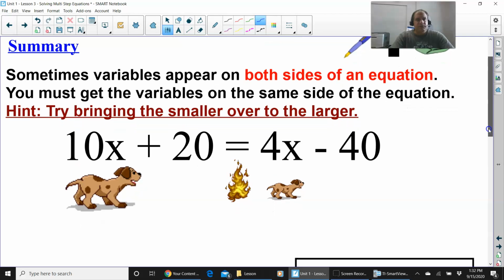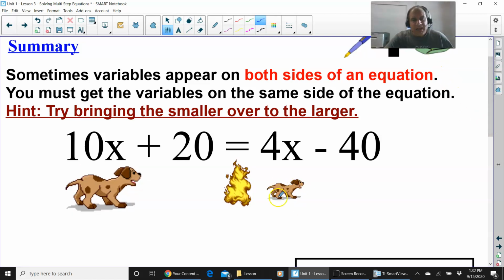So just wanted to show you this slide for a second. It says sometimes variables appear on both sides of the equation, and you must get those variables to the same side of the equation. The variables cannot stay on separate sides. It says try bringing the smaller over to the larger. You're talking about 10x plus 20 equals 4x minus 40. Unlike the like terms that we dealt with in the last 2 problems, these are like terms, but you need them over to the same side.